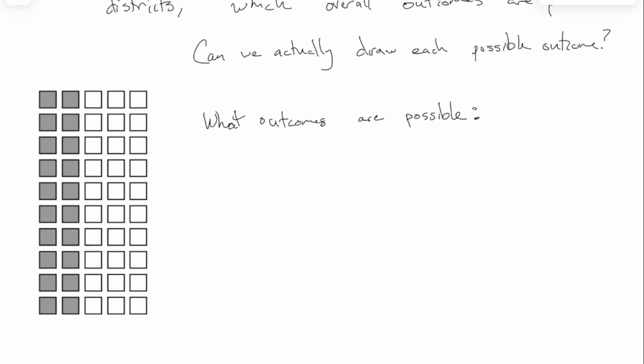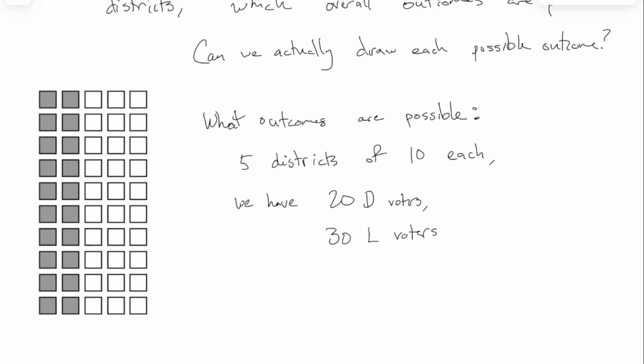In this case, what we have is 5 districts of 10 people each, right? And of those people, we can just count up the boxes and see how many of those people are actually the dark ones versus the light ones. There's 10 rows here, so this is 20 dark and then 30 lights if you were to count them all up. So we have 20 D voters, 30 L voters. All right.